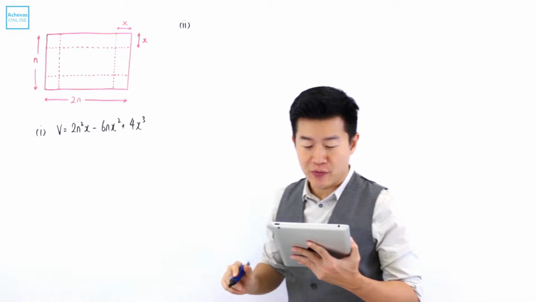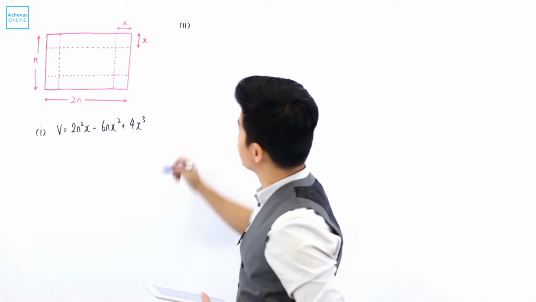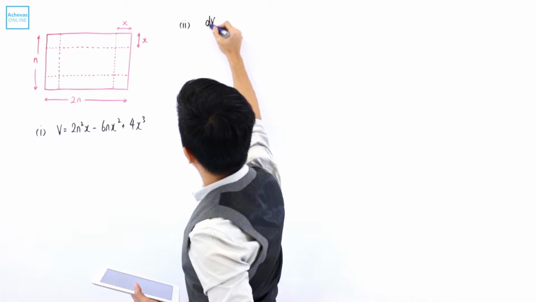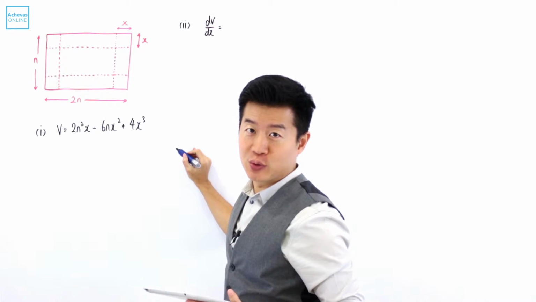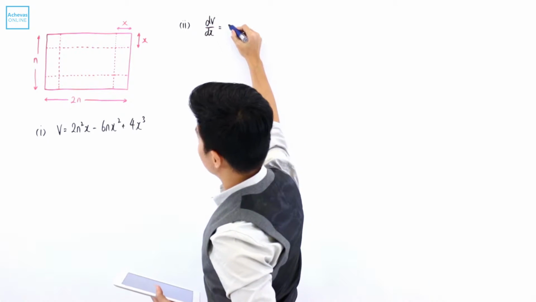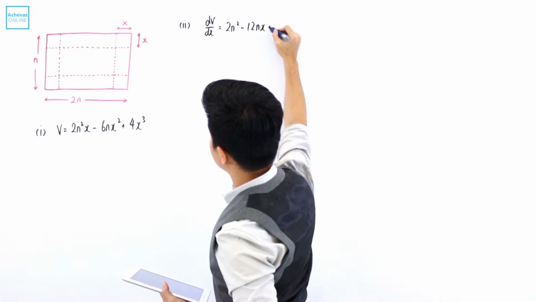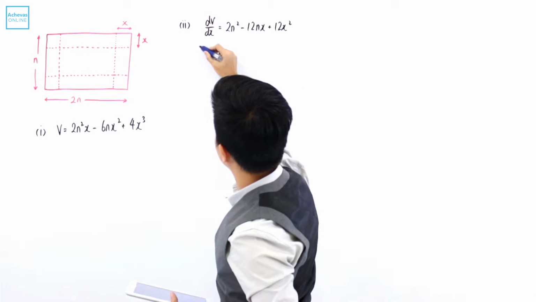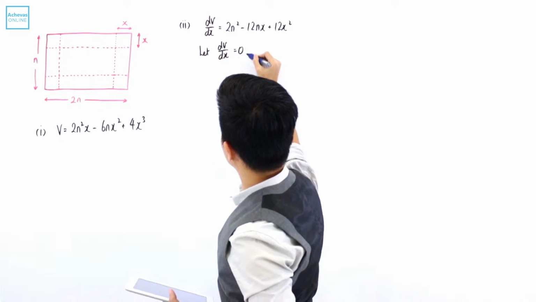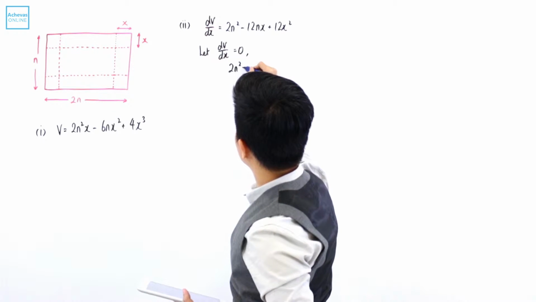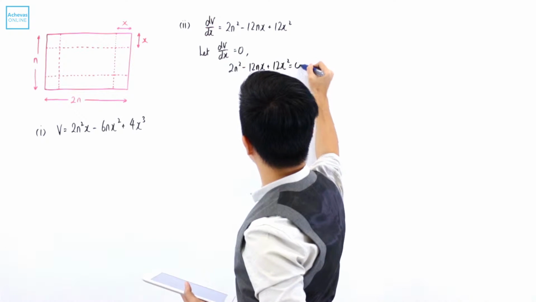We want to find the value of x such that V is stationary, and V is given to me as this. So I'm going to first find dV/dx, and I'm going to let dV/dx be equal to 0. dV/dx is going to be 2n squared minus 12nx plus 12x squared, and I'm going to let dV/dx be equal to 0, which means that 2n squared minus 12nx plus 12x squared is equal to 0.